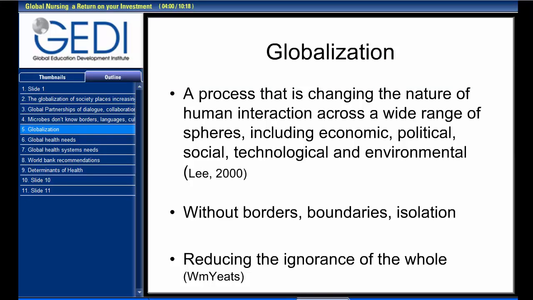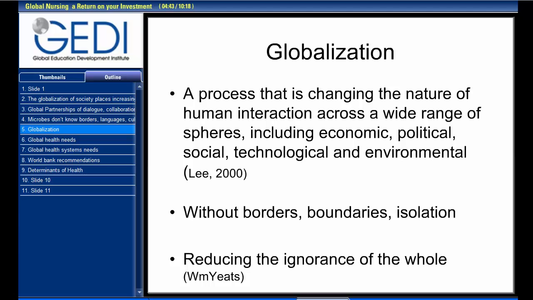I like to emphasize to our learners, whatever environment we're in, whether they're staff, professionals, faculty, or students, that globalization is a process that is changing the nature of our human interaction across wide-ranging spheres, including economic, political, social, technological, and environmental. And because of this, what we thought globalization was about economic markets is now becoming an interwoven integration of all these aspects. We can't even deal with health without being concerned about the economic, political, social, technological, and environmental aspects of the culture or country we're in.